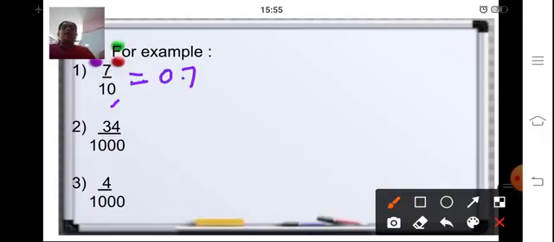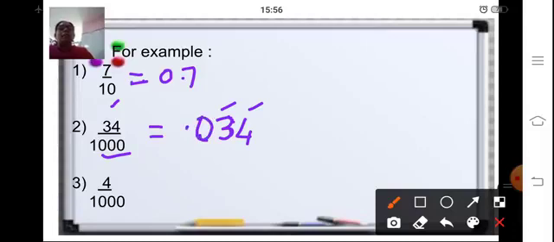Now see the second one, 34 upon 1000. Write the number 34 as it is. Now in the denominator you have got 3 zeros. Count the number of places: 1, 2. In the third place, no number is there. So you will add a 0, then put a decimal point, and then again add a 0.